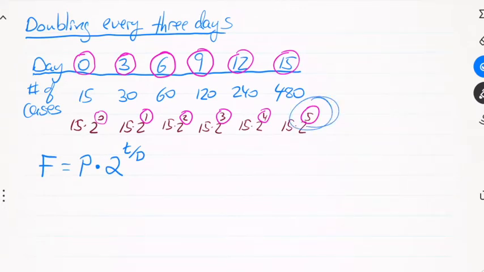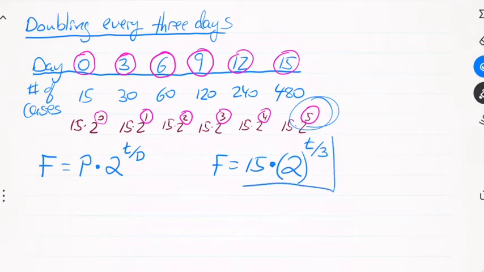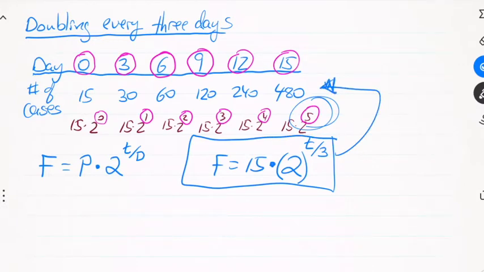All right, so the specific formula for the one above us is f equals the population started at 15. The 2 remains a constant. I like sometimes putting that in parentheses to separate it away. And then we're going to have the time divided by the doubling factor of every 3 days. So that would be the formula that matches up with this.